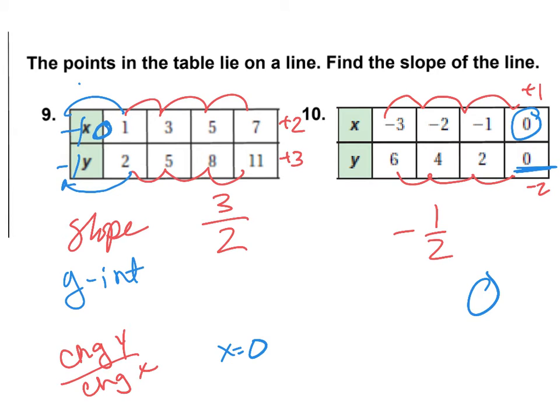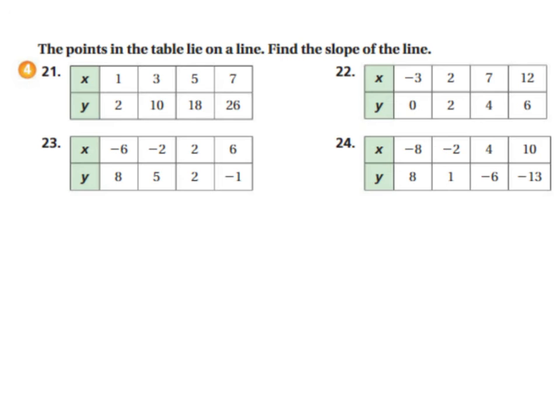But halfway in between negative 1 and 2, if I drew a number line and I had negative 1, 0, 1, 2, and I want to find halfway, it would be right here. It would be 1/2. So it would be 0.5. So if 0 is not on the table, you're going to have to find it. Okay, let's find slope and y-intercept from each of these.